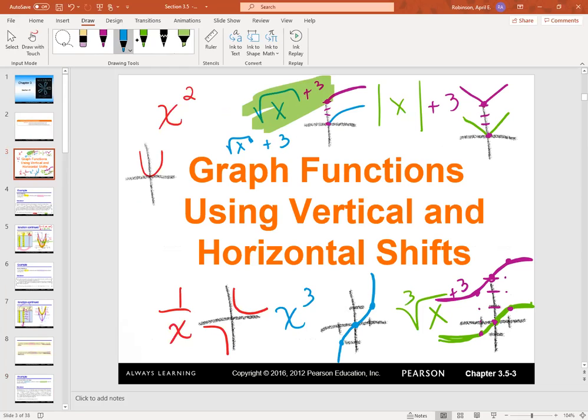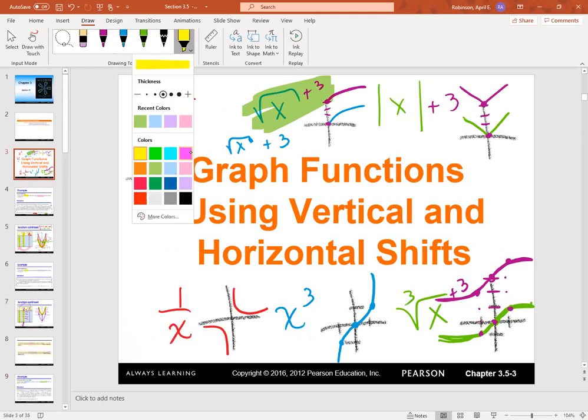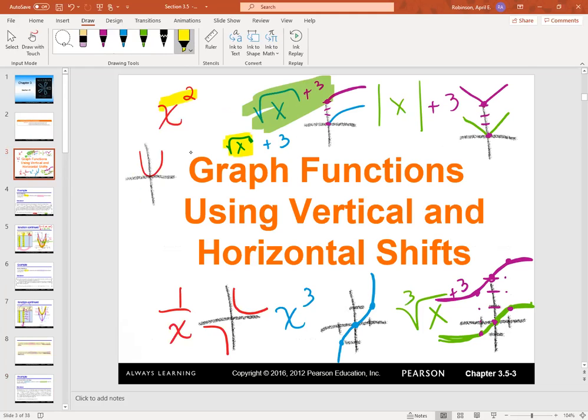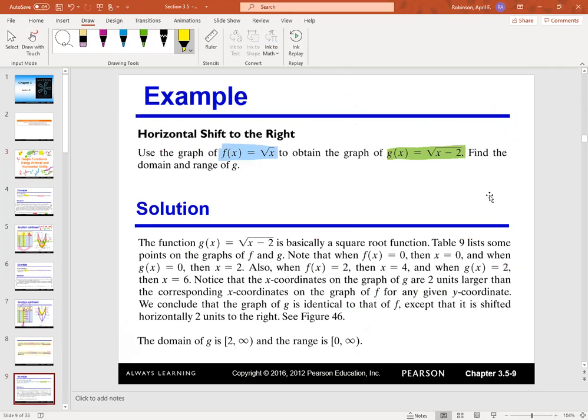Now what we're looking at, the plus 3 has to be outside of the original function. The original function was the square root of x. The original function is x squared. The original function is the absolute value of x. It has to be separate from that. But if you put it right with the x, like they did here, they've got the square root of x and they put the minus 2 underneath it, which is completely different from this.